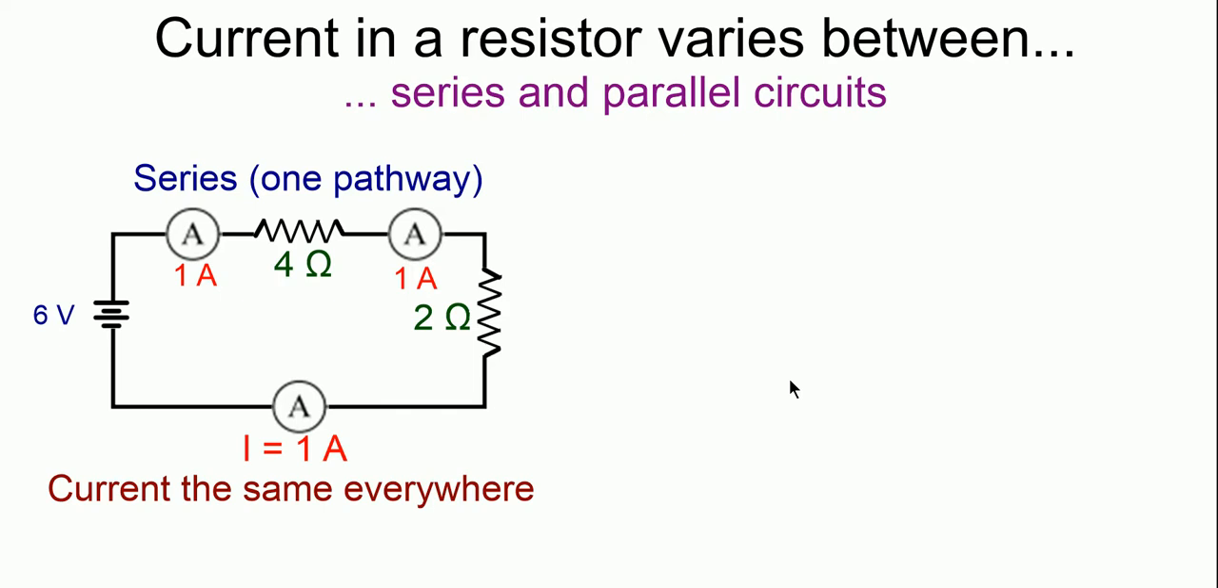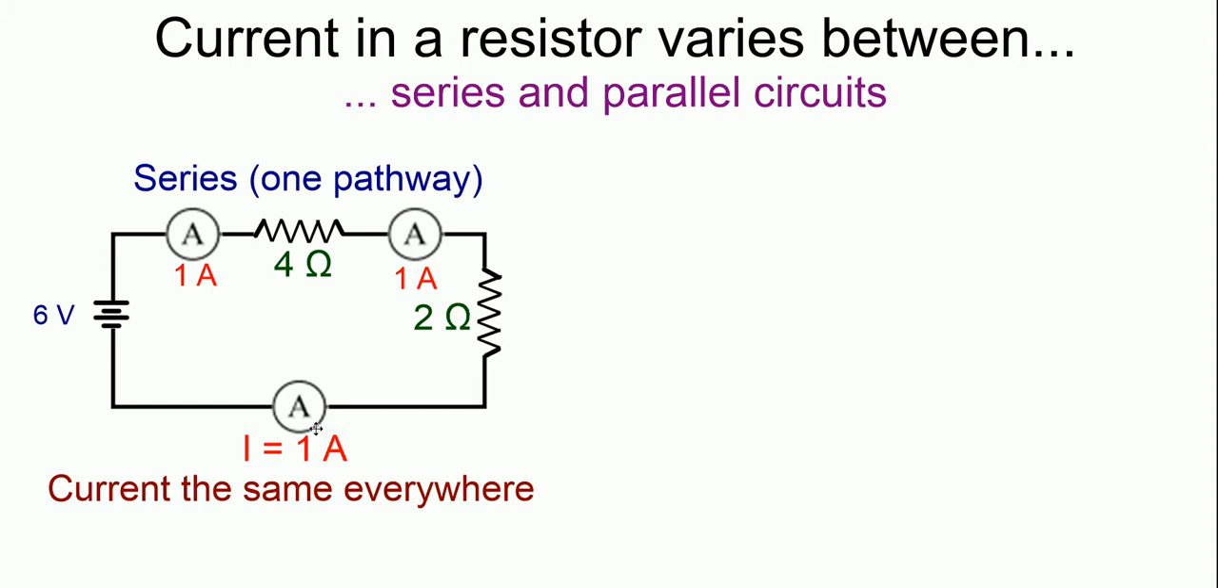First, let's talk about current in resistors. This is a series circuit, one pathway. And note that since there's one pathway, there's only one current. It's 1A here, it's 1A there, it's 1A there. That means through that particular resistor there, the current is 1 amp. Same here. So if you're doing a calculation for a resistor in a series circuit, the current is easy.